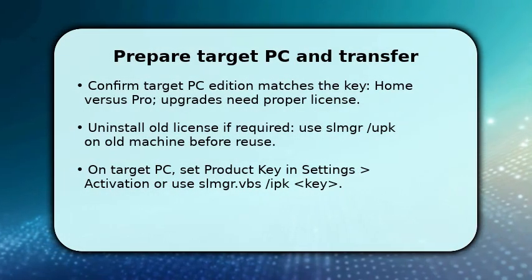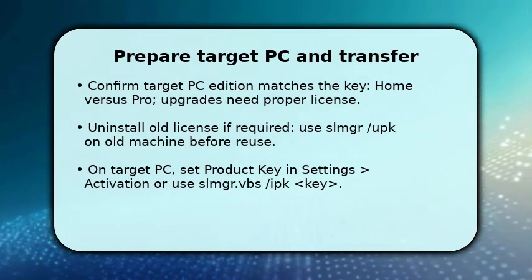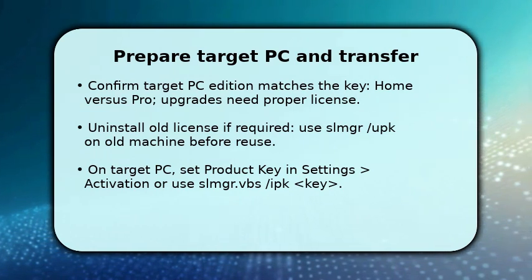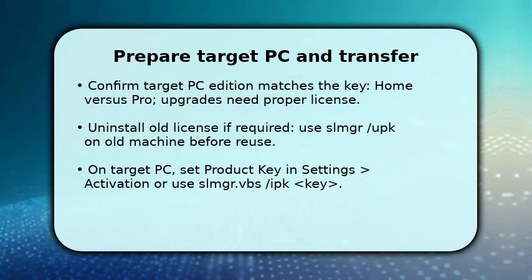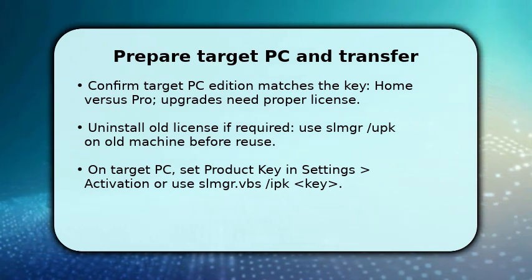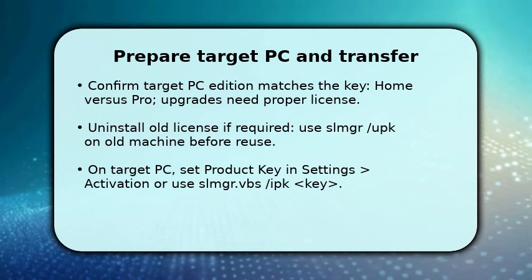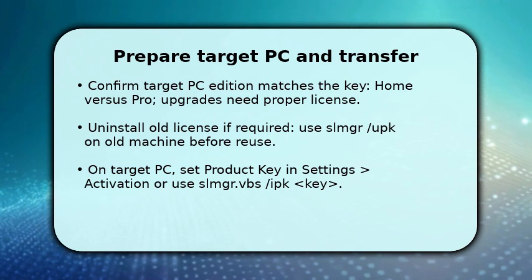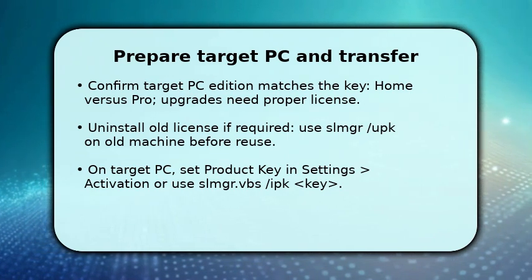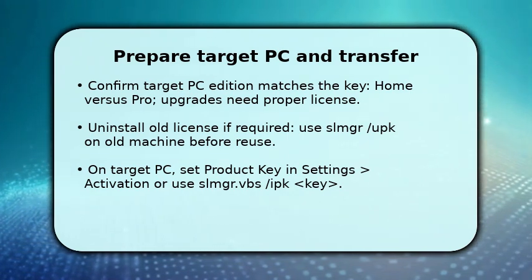Next, prepare the computer you'll activate. Make sure the Windows edition on the target machine matches the key. Home keys won't work on Pro, so install the correct edition if needed. If you can, uninstall the old activation using slmgr /upk on the original device. That frees some OEM or retail licenses mostly, though OEM often remains tied.